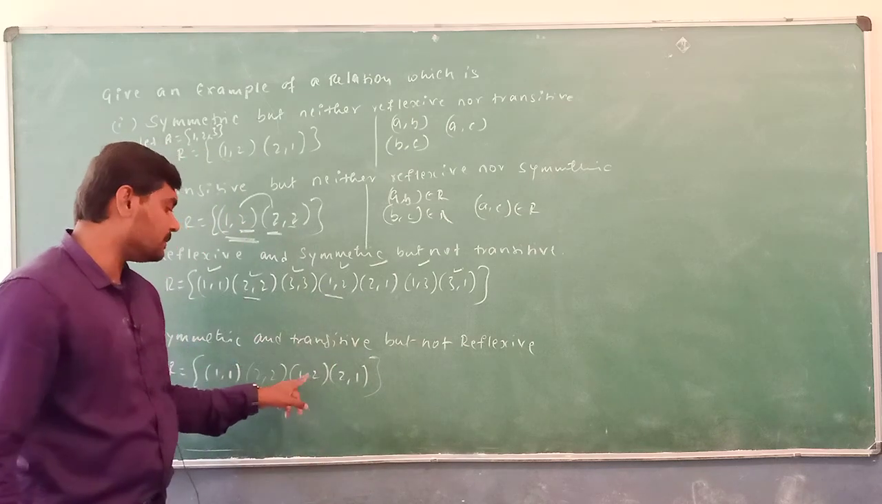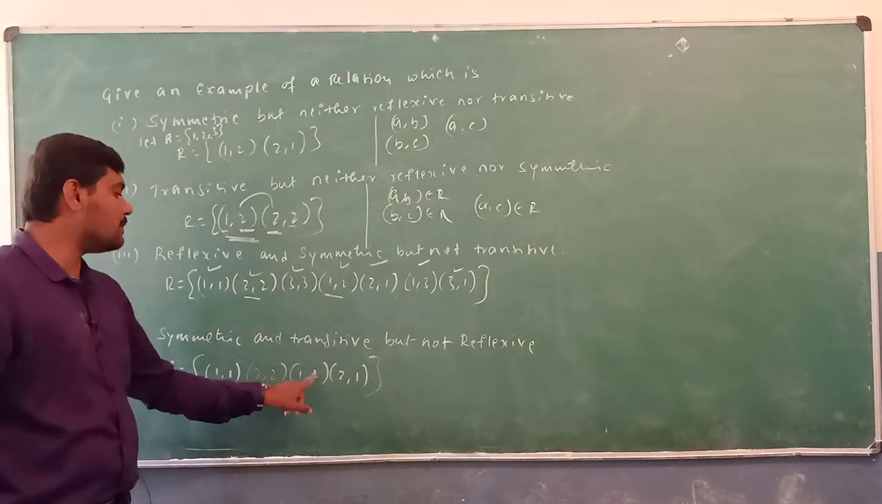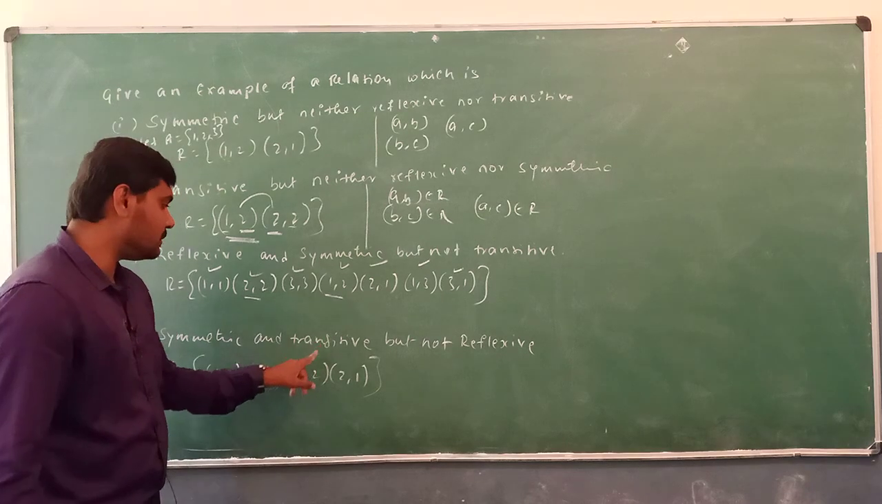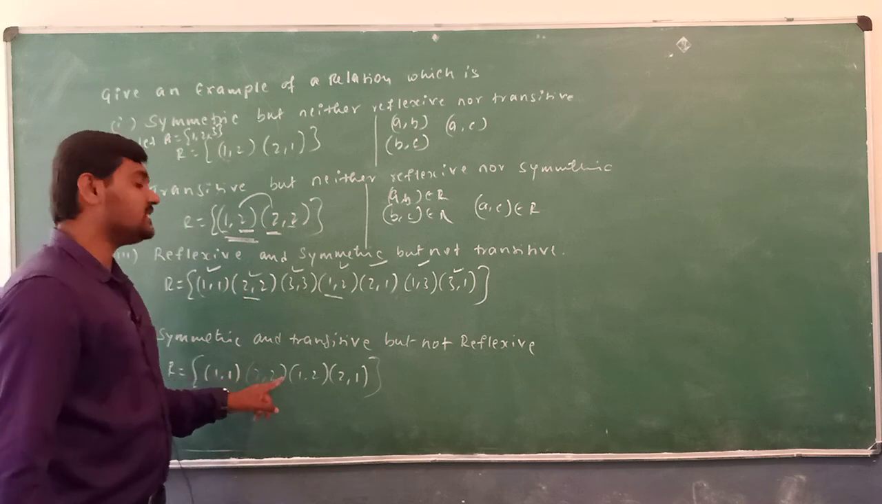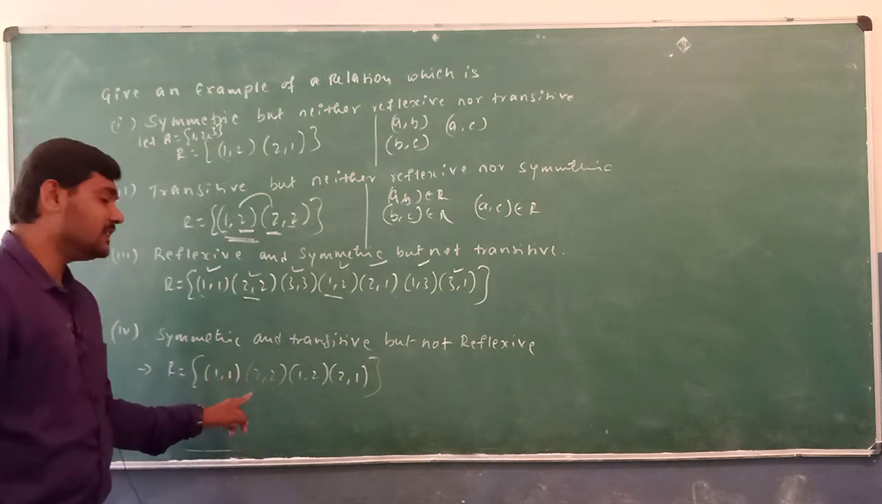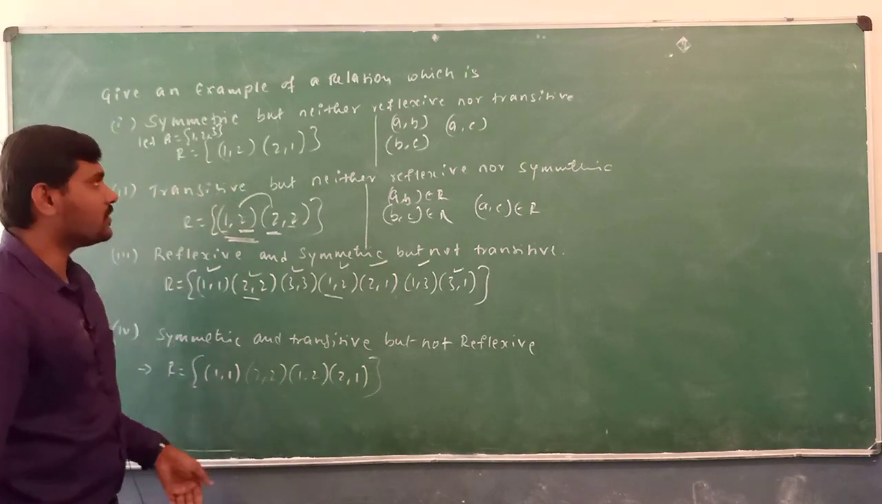What about (1,2)? (1,2), (2,1) is there, is (1,1) there? Yes. (1,2) is there, (2,2) is there, is (1,2) there again? Yes. So it's going to be transitive but not reflexive because (3,3) is not a member of R. Therefore it is not going to be a reflexive relation.